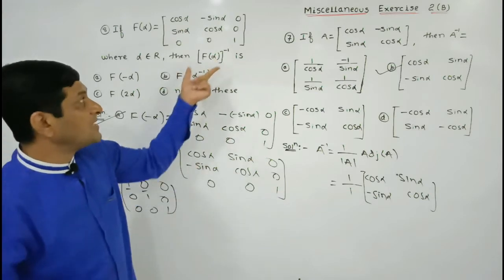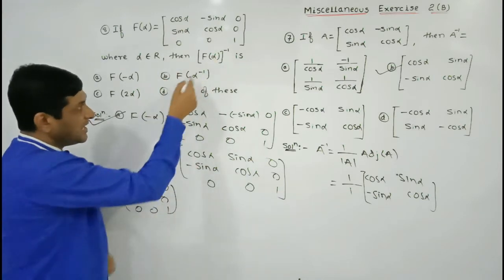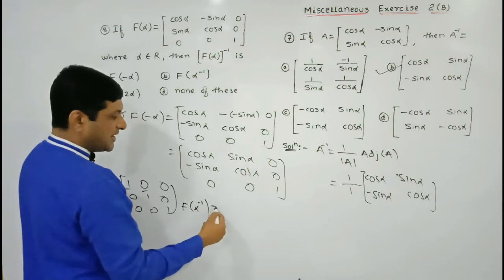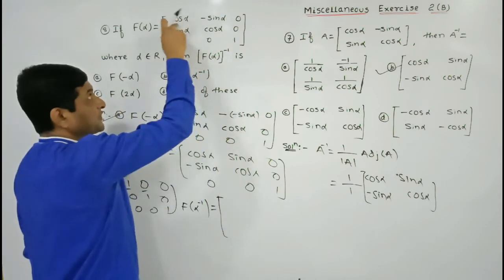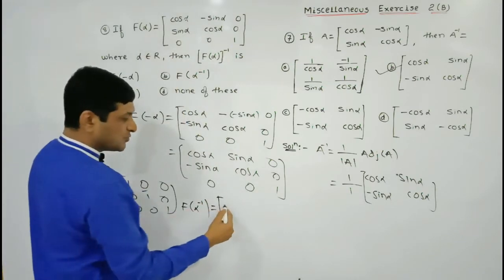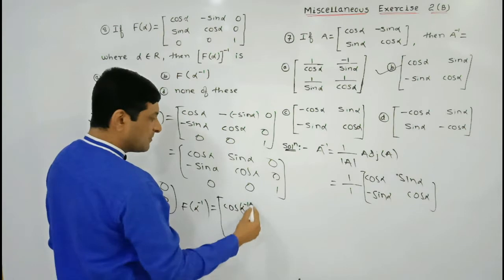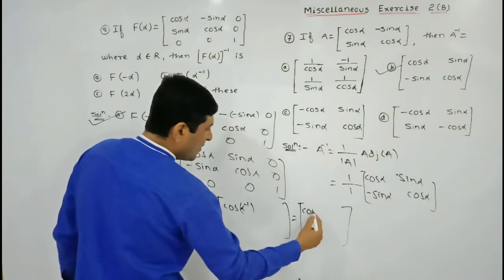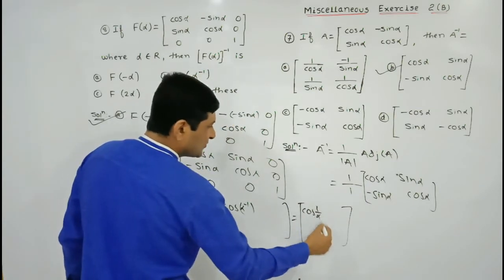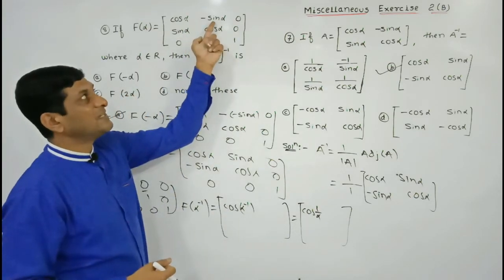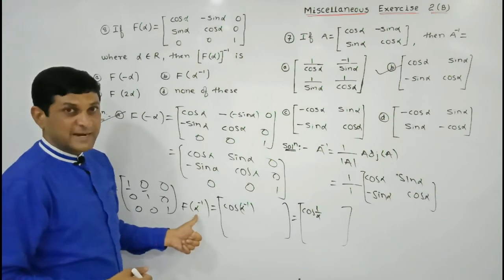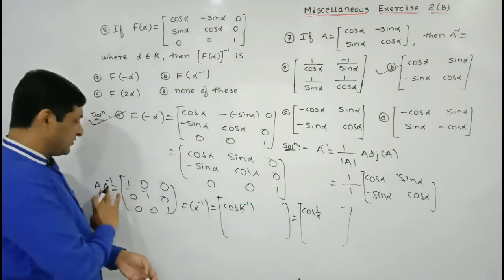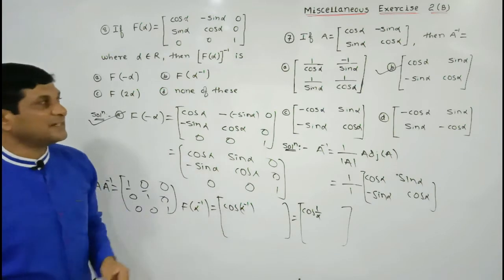Now let us check why the other answers cannot exist. If we observe here, alpha is replaced by what? Alpha raised to power minus 1. Let us try to find the elements of F of alpha raised to power minus 1. Every alpha will get replaced by alpha raised to power minus 1, so cos alpha raised to power minus 1. In the same way we will get the remaining elements also. Simplifying, cos alpha raised to power minus 1 can be written as cos of 1 upon alpha. In the same way here also we will get minus sin of 1 upon alpha. These are the elements of this matrix. Here we will get sin of 1 upon alpha, cos of 1 upon alpha, and definitely their product cannot be equal to the identity matrix. So that's why we can say that this option is the wrong option.